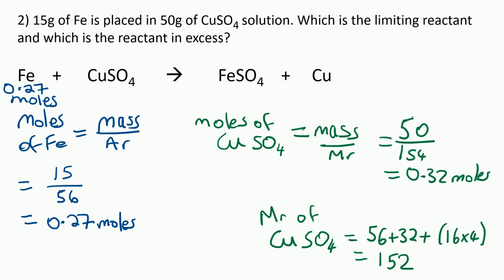So we need a ratio of 1 to 1 in this case, looking at the equation. And we can see quite clearly that we've not got enough iron and we've got too much copper sulfate. So Fe is the limiting reactant and CuSO4 is in excess.